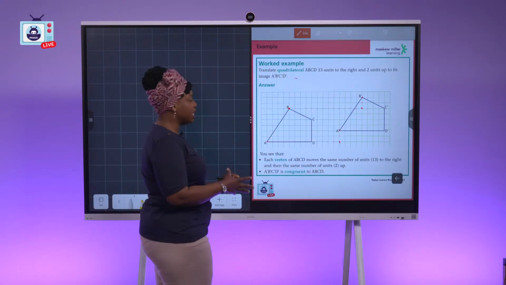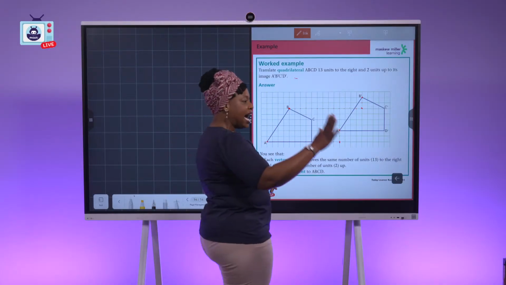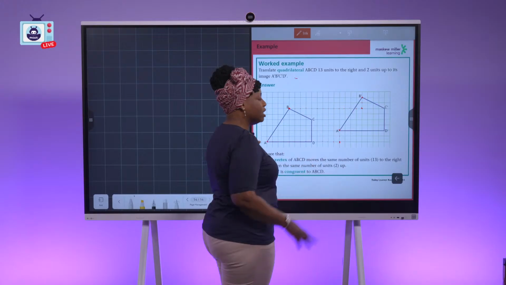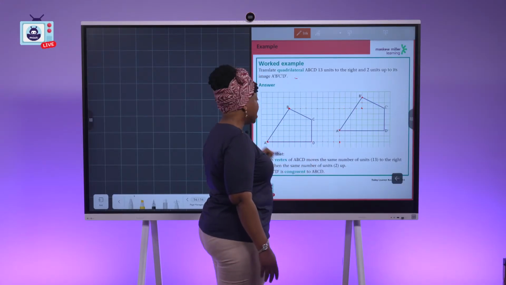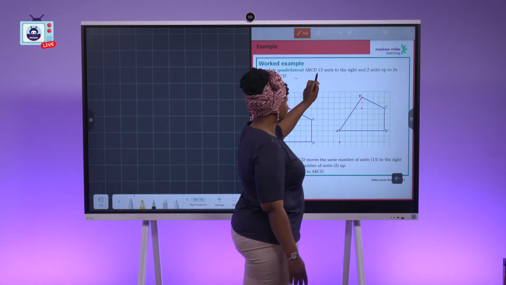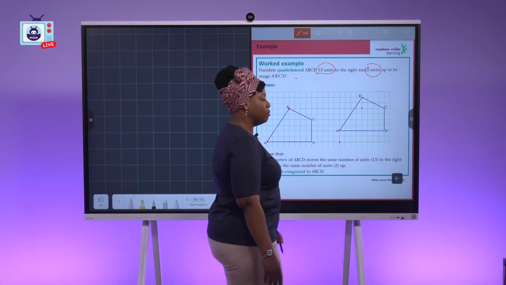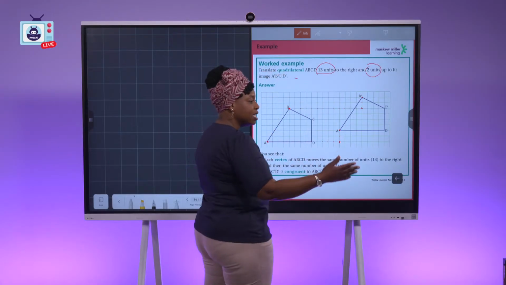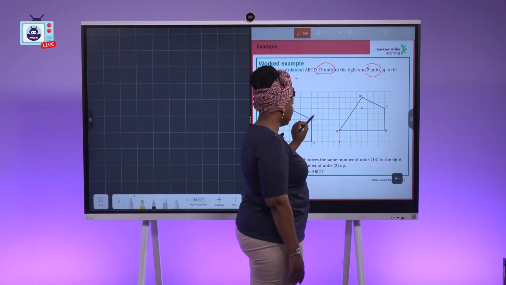So if they give you A, B, C, D without giving you the translated shape, what you do is what we are just doing now. Look at each and every point and count according to the statement, the 13 units and your 2 units. You just have to remember that it is 13 units to the right and 2 units up. Then you do that to each and every point that is given to you.